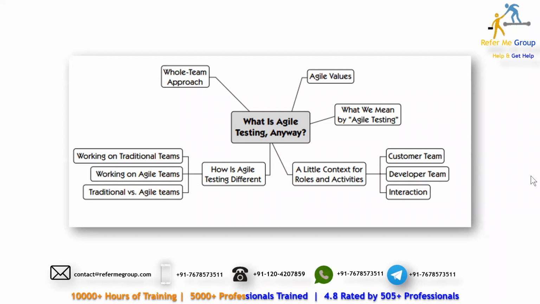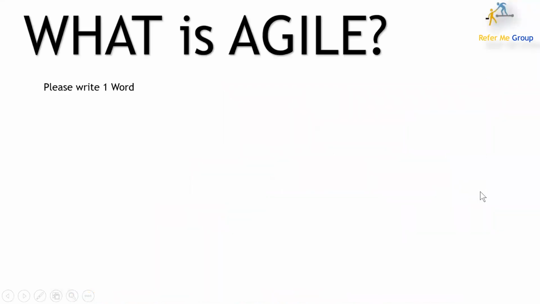If you're not speaking. So here, first, let's understand how the context will go on. First, we are going to understand what is agile, right? Anyone can tell me what do you mean by agile? If I say a single word, you have to write what is agile. So what do you think? What comes to your mind?